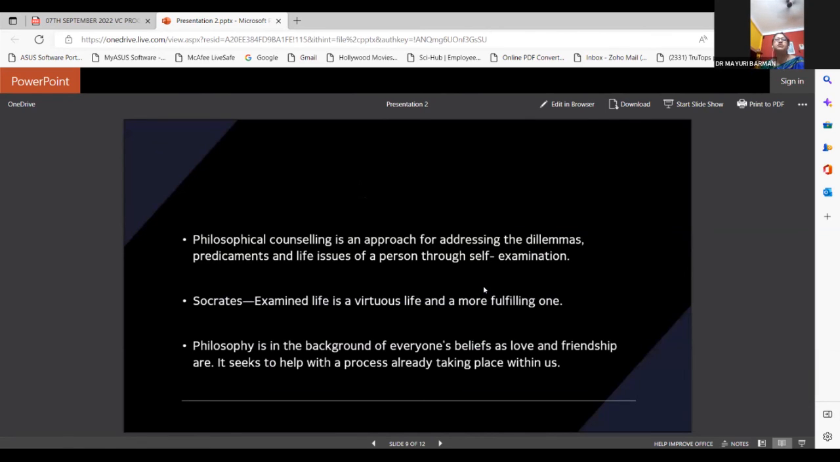Philosophical counseling is an approach for addressing the dilemmas, predicaments, and life issues of a person through self-examination. Socrates, a Greek philosopher, said that the examined life is a virtuous life and more fulfilling. So philosophy is in the background of everyone's beliefs, as love and friendship are. It seeks to help with a process already taking place within us.